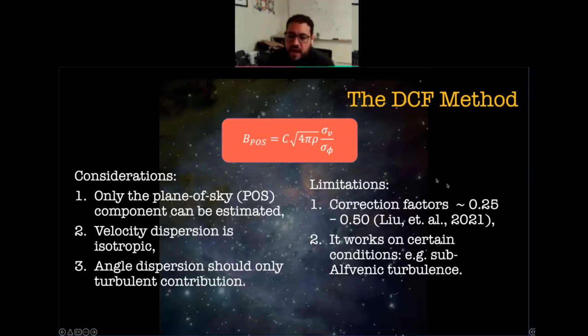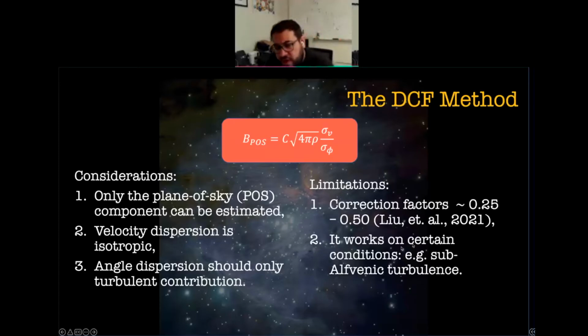On the other hand, some of the limitations of this simple model is the fact that many people have tried to do correction factors or calibrations of this, and the latest done by Liu et al., using simulations, said that this correction factor in some cases can be between 0.25 or 0.50, in terms of the magnetic field strength that you can calculate with this compared to a reference value or a true value.